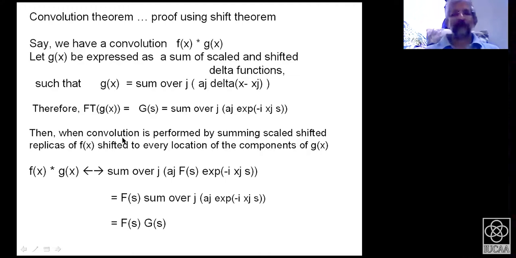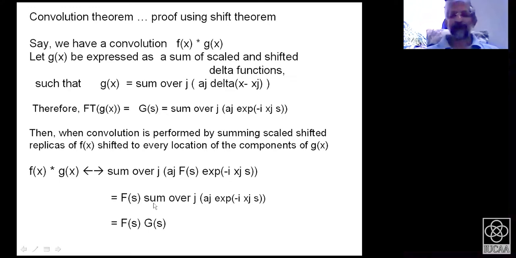So when we perform the convolution by summing scaled and shifted replicas of f(x), shifted to every location of the component of g(x), you can again do the same trick where you know that the amplitude scaling is a_j. So the scaled version of f(x) was used, and so its Fourier transform will be that. And the fact that it was shifted by an amount, you will find it has acquired a phase gradient like this. You can show that this is a sum over j, and F(s) is independent of that.